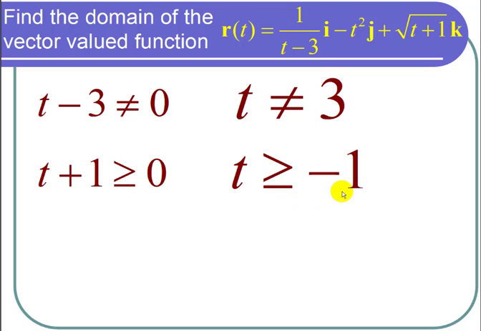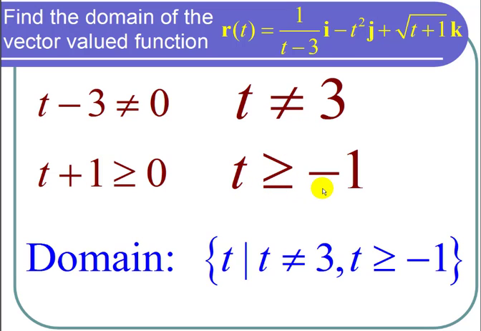So now let's just put this together. The domain is the intersection of all the domains, so we have to make sure that t is not 3 and that t is greater than or equal to negative 1. So we get the domain of the vector-valued function is the set of all t such that t is not equal to 3 and t is greater than or equal to negative 1. And I'm done with the problem.